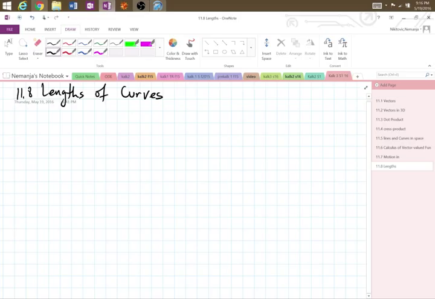11.8, lengths of curves. You already learned the basic form of this in your favorite Calculus 2 class. You know how to find the length of a curve that is on the XY plane.